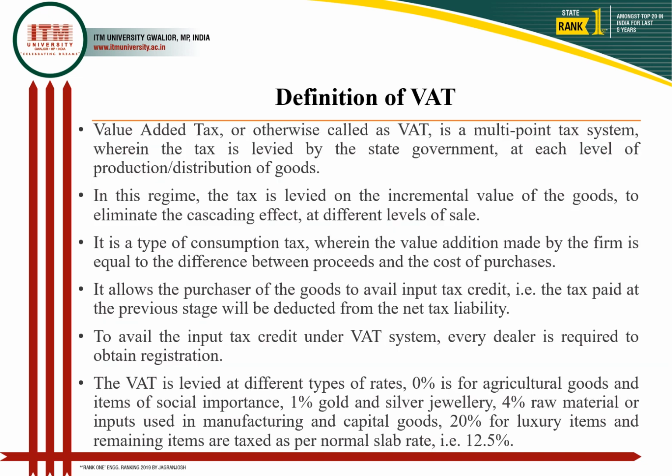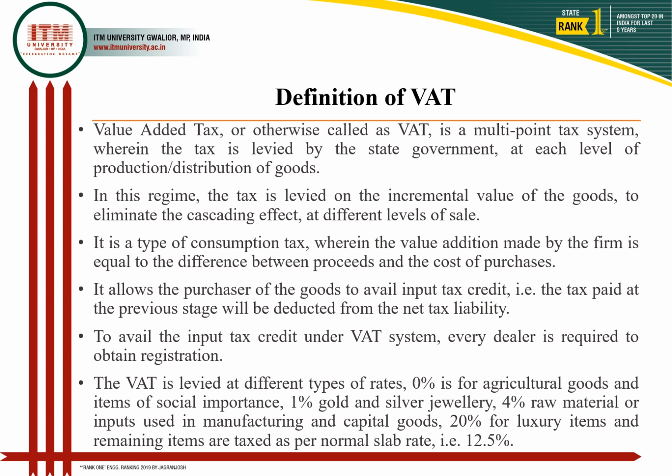So VAT is a multi-point tax system, and we know that it is levied by the state government at the level of production. In this regime, the tax is levied on the incremental value, additional value, or you can say the value addition. So it also has the cascading effect at the different levels of sales. So it has the same objective as the GST.